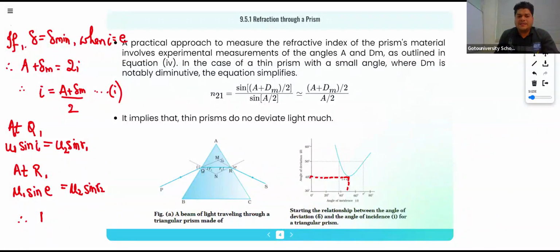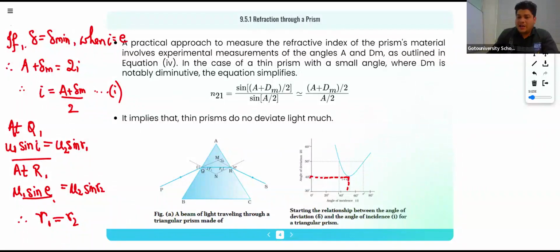See, as I is equal to E, this part will be the same. If these parts are the same, that means mu2 sin R1 and mu2 sin R2 are the same. As mu2 is the same, sin R1 is equal to sin R2, and as the angle is small, you can write R1 as R2.